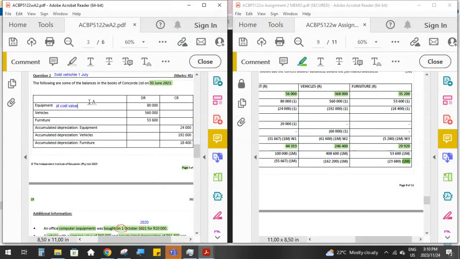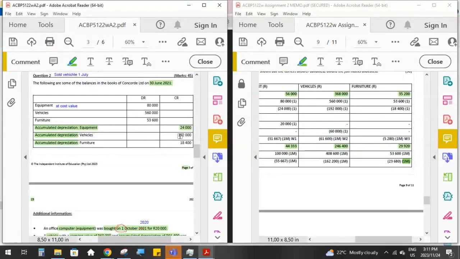In other words, the only thing we ever record in this particular account, equipment, vehicles, furniture, is the rand value that we paid for the asset in total when we purchased it. We never put anything else into that account. The purpose of that account is to contain the record of how much we paid for our assets when we bought them.